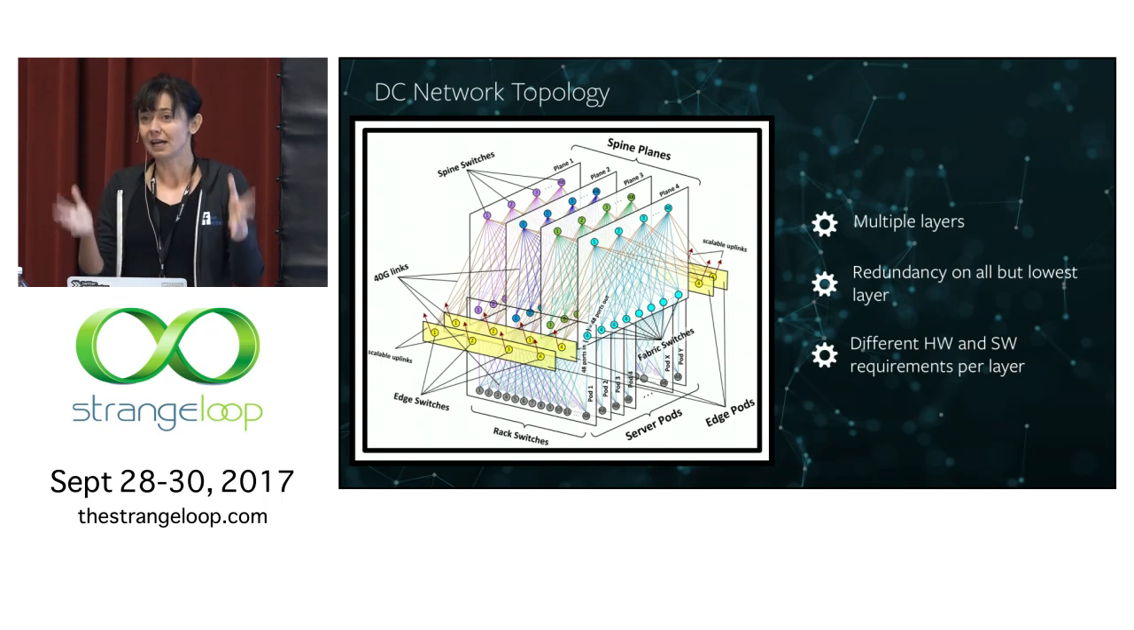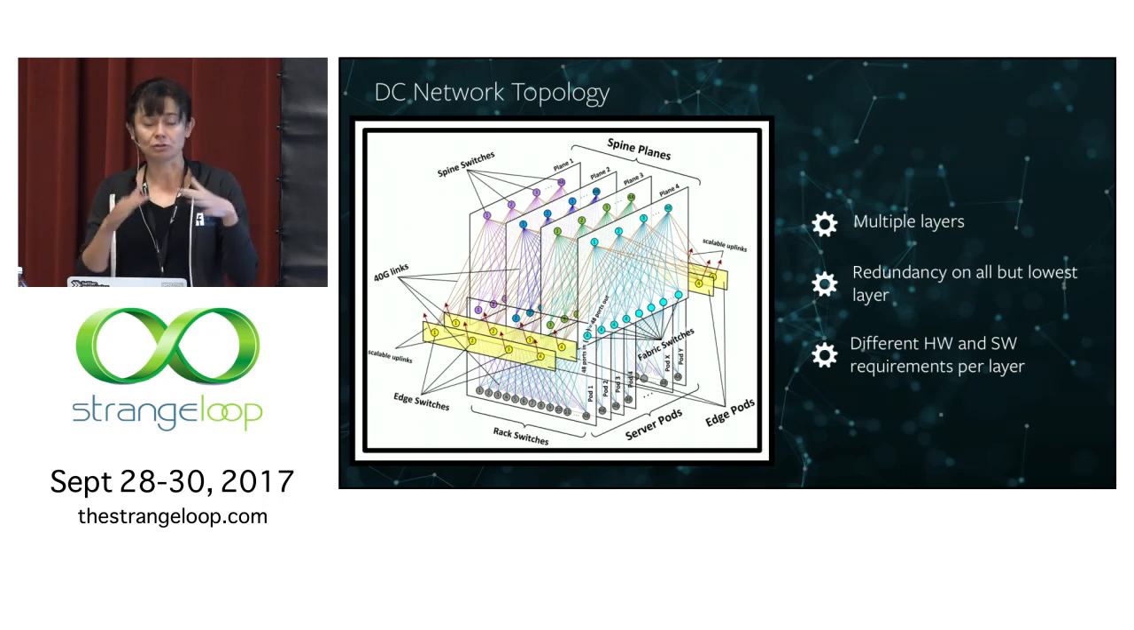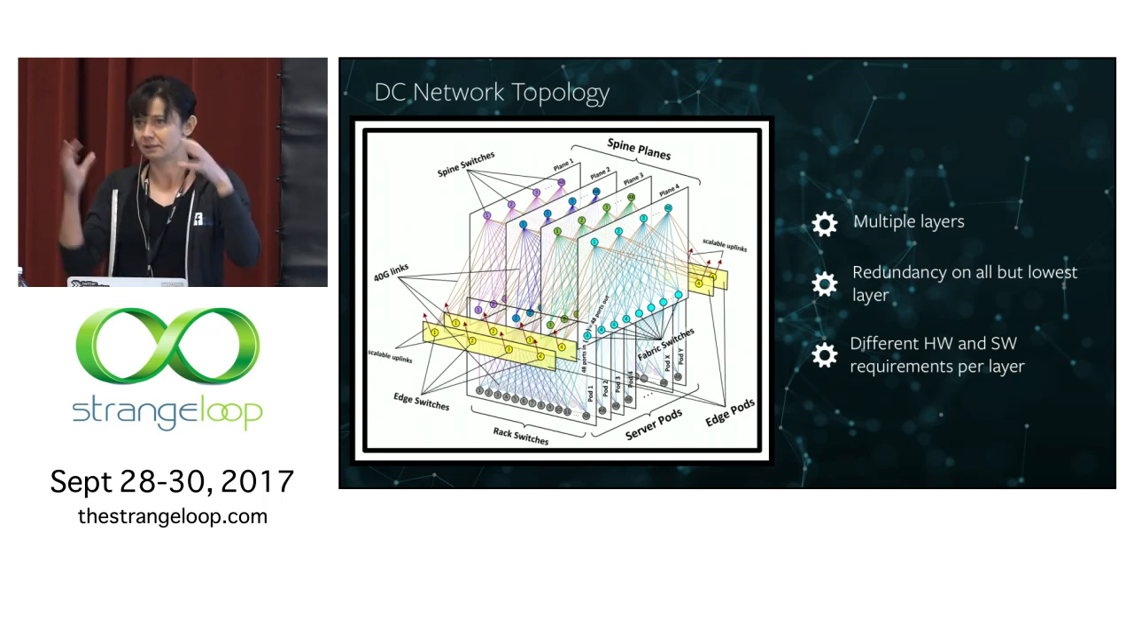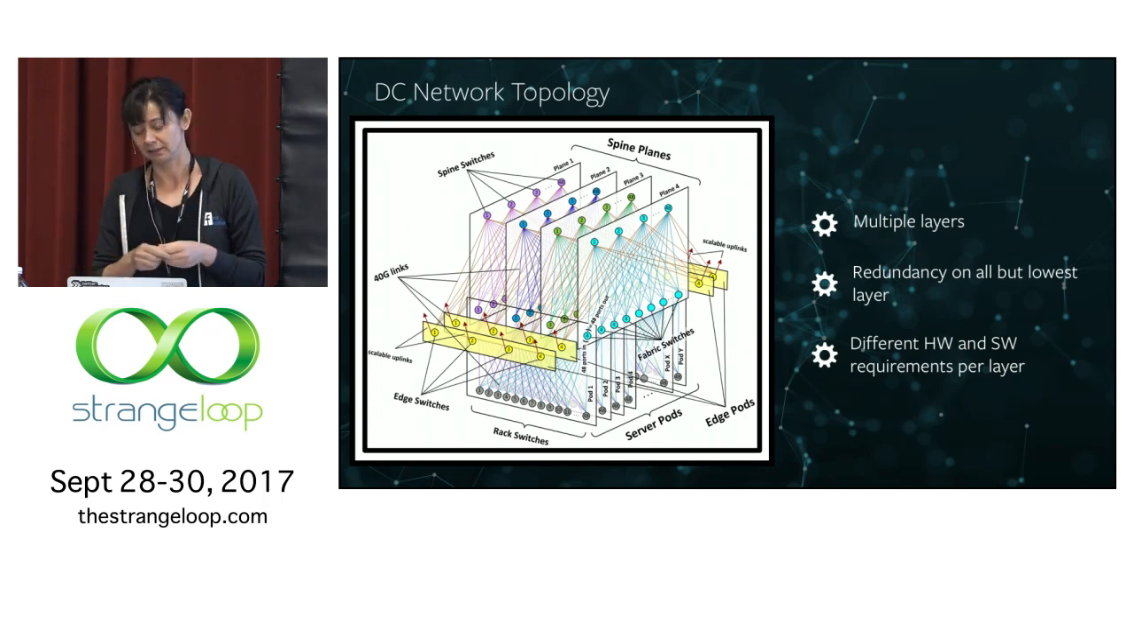And if we just had a big switch, let's say with 100,000 ports, we could just connect all those servers to that switch and we would be done. But there's no such thing. Nobody invented anything like that yet. So that's why we have to invent these ways and these kinds of topologies to connect these servers together.